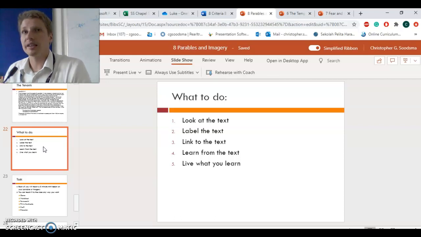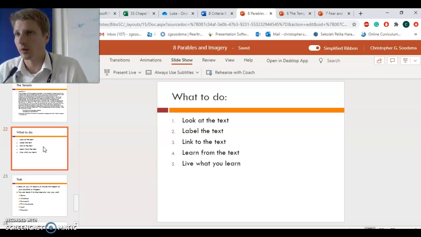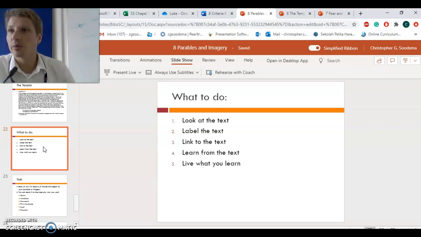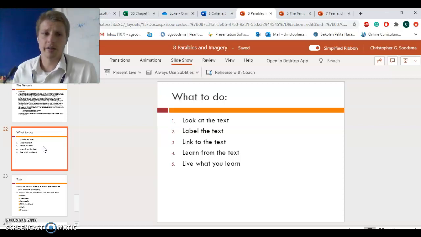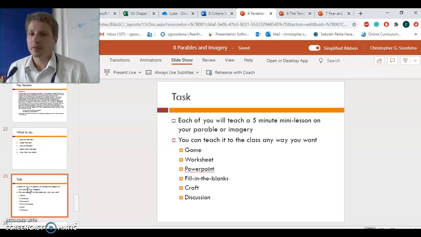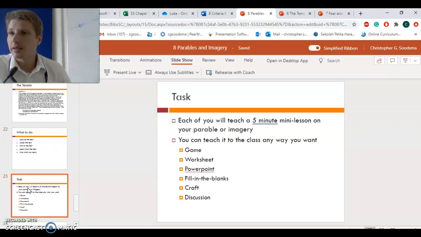And after you've linked the text, you need to draw from it lessons. What are you learning from it? What does this parable teach us about the kingdom of God? Knowing this imagery, knowing this metaphor, how does it teach us about God? What is God teaching us through this? And then, just like all truth, when you have received it, you need to apply it to our lives. So then you need to share with us, how do we live? How do we apply what we have learned from this parable to our lives to glorify God in all that we do? So what you'll need to do is you'll need to create a 5-minute mini lesson.